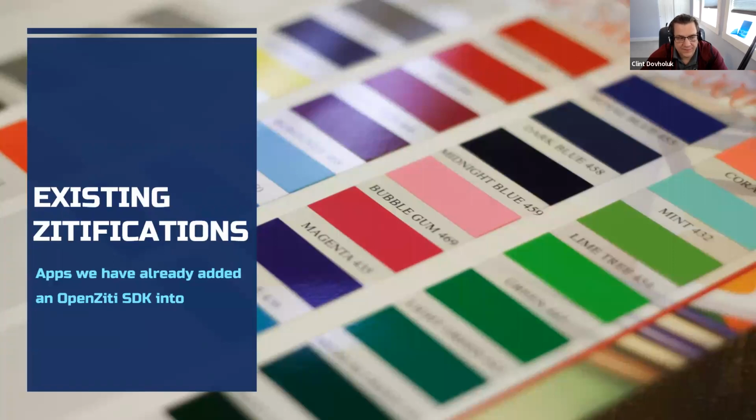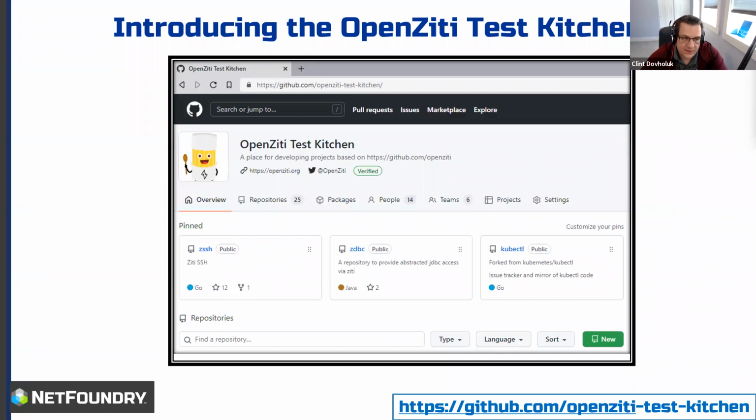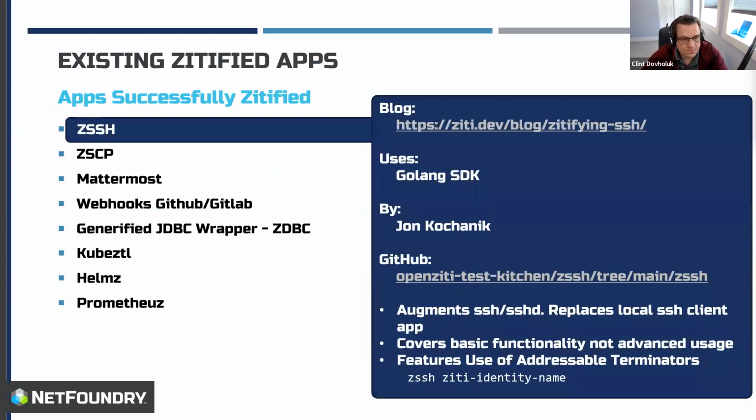So let's talk about a few existing Zitifications that we have out there. You'll find these in this place that we call the OpenZiti Test Kitchen. The OpenZiti Test Kitchen is where we have all of our repositories on GitHub that you can go and see these Zitifications. Let's talk about a few of them.